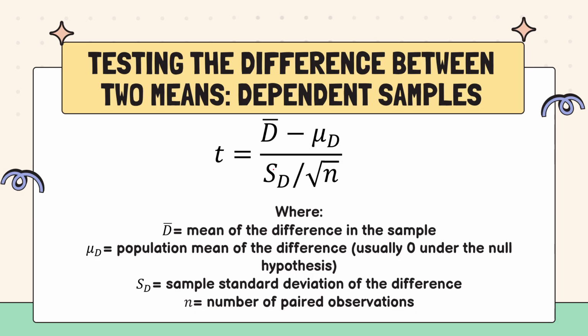So this is the formula. t is equal to d-bar, the mean of the differences of the sample, minus mu d, that is the population mean of the differences, usually under the null hypothesis that is 0, over s_d divided by the square root of n, where s_d is the sample standard deviation of the differences and n is the number of pairs of observations. So this is the formula for finding the difference between two means for dependent samples.